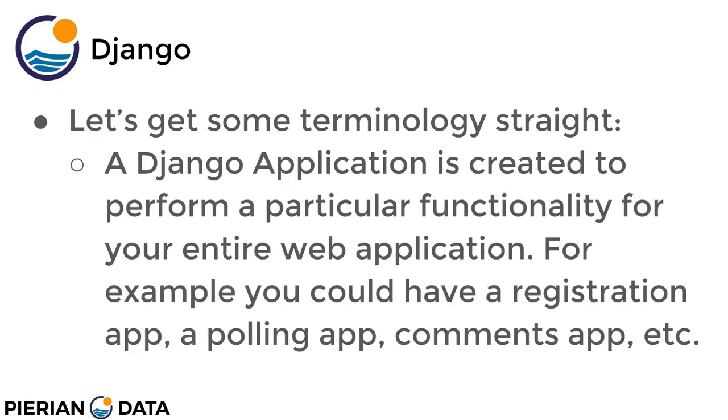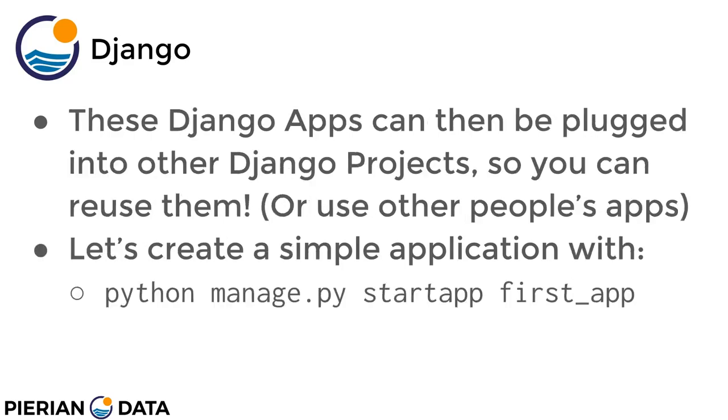A Django application is created to perform a particular functionality for your entire web application. So for example, you could have a registration Django application or a polling Django application, a comments Django application. So a polling app, comments app, etc. These Django apps or Django applications can then be plugged into other Django projects, so you can reuse them, or more importantly, use other people's Django applications. This process of being able to take a Django application and plug it into another Django project leads to the terminology of pluggable Django applications.